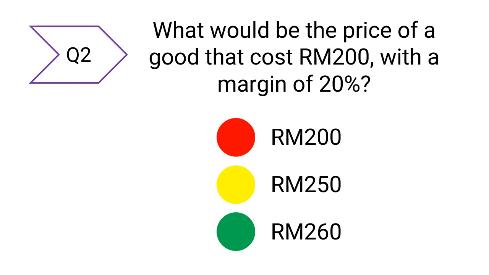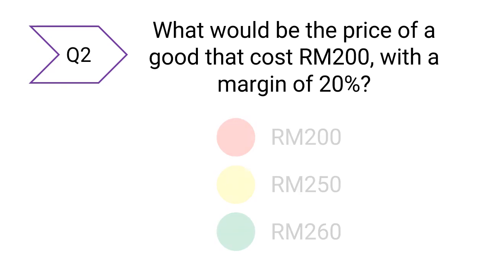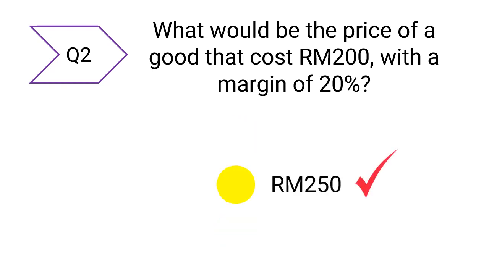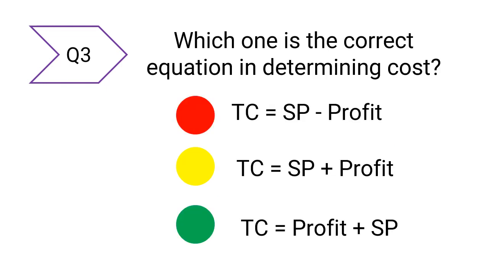Did I hear someone say the yellow circle? Yes, it is the yellow circle. 250 ringgit. Awesome. You are good. Now, what about this? Which one is the correct equation in determining cost? Is it the red circle, the yellow circle, or the green circle? How would you determine cost? Okay, which is the correct equation?